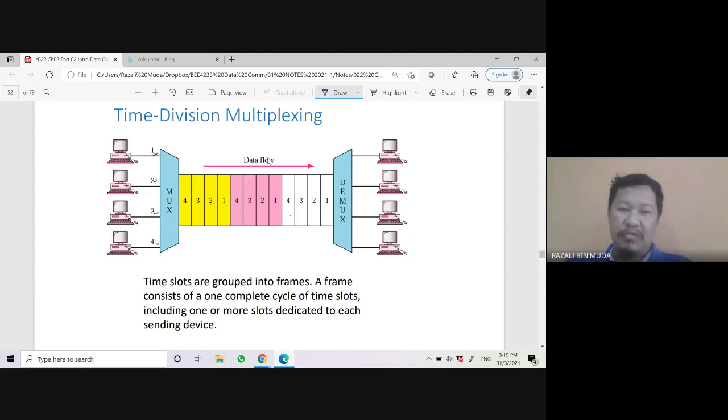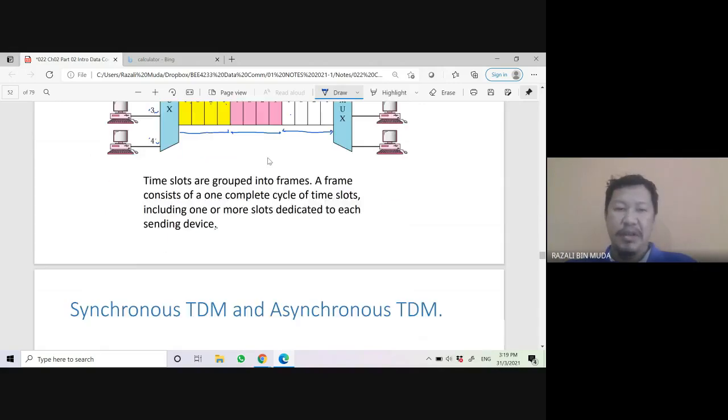Okay, time slots are grouped into frames. So a frame consists of one complete cycle of time slots. So this is one frame. This is another frame. And this is another frame. So white, pink, yellow. A frame consists of one complete cycle of time slots. So one frame has a complete cycle of all of these, 1, 2, 3, 4. Okay. So one frame includes one or more slots dedicated to each sending device. Okay. So that is time division multiplexing.